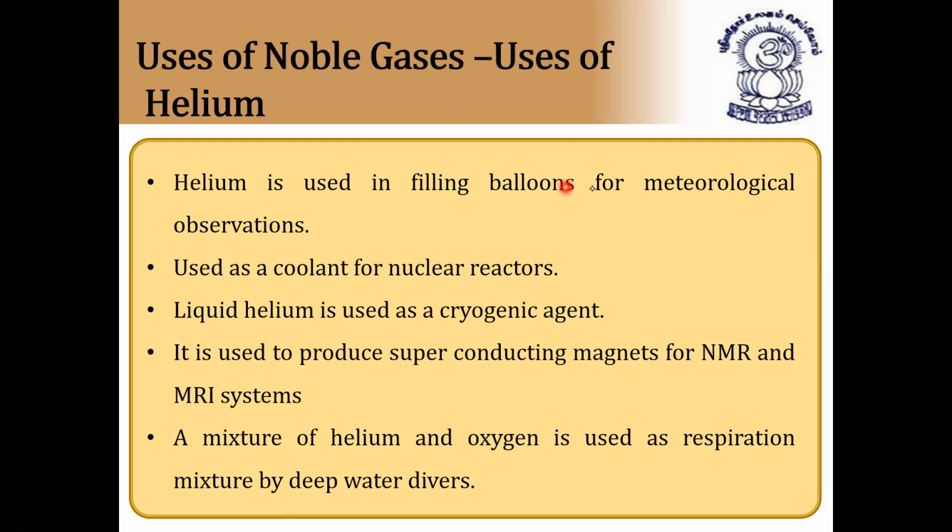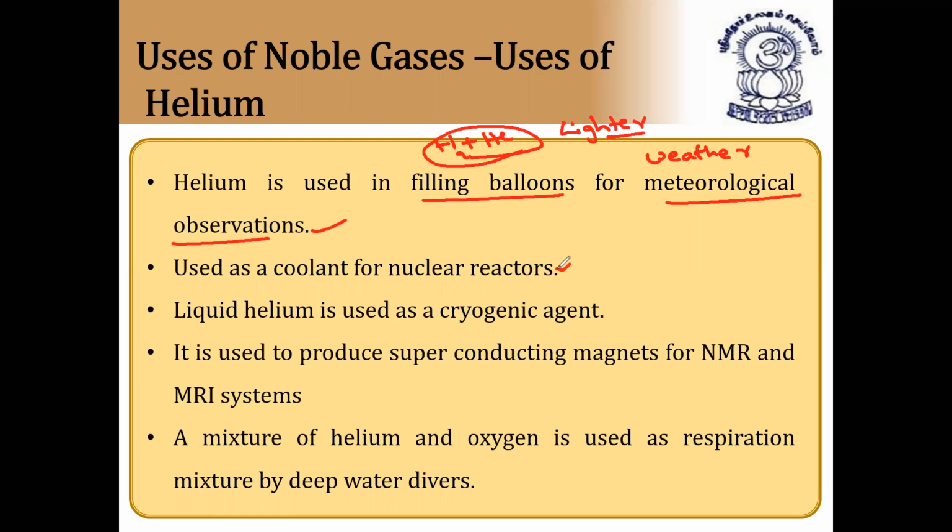Helium is used in filling balloons for meteorological observations. Meteorological observation means weather reports based on climate. Helium is used in filling balloons because hydrogen alone would explode. That's why balloons use hydrogen plus helium. Why are these two used in balloons? Because they are very light, so they float in air. That's why helium is used in filling balloons for meteorological observations.